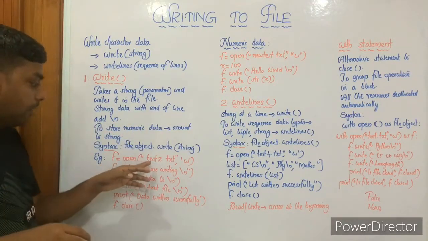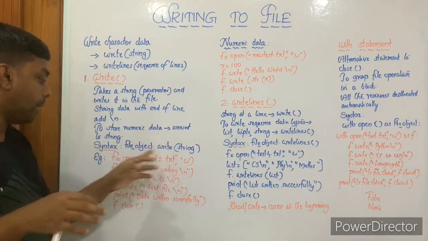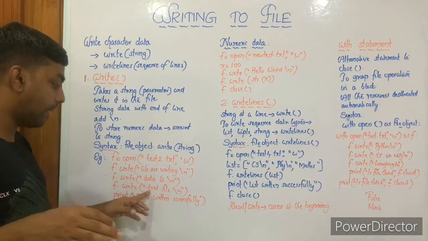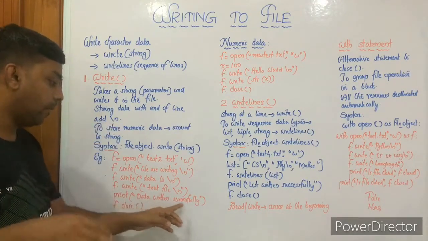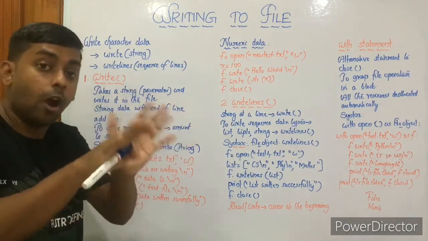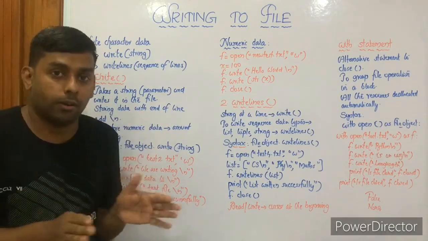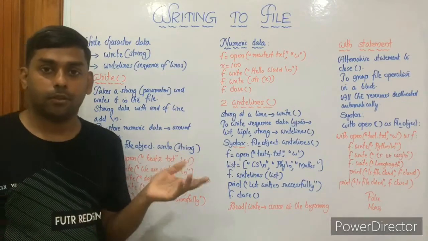Then we have seen one example, test2.txt is opened in write mode. Then we are writing three lines: in the first line data, in the second line text, file in the third line. So data written successfully will be printed on the output screen. Then f dot close, we are closing it. And if you want to see the content, you have to open the file. You know the location, right?